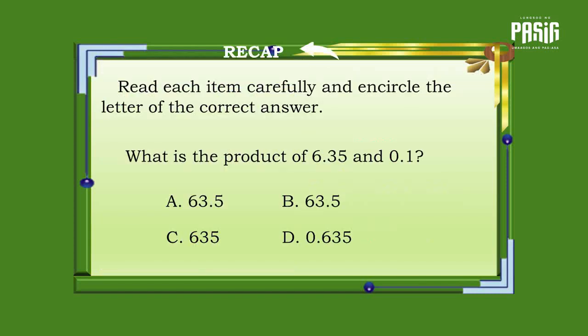Now let's proceed to our review. Read each item carefully and encircle the letter of the correct answer. Question number 1. What is the product of 6 and 35 hundredths and 1/10? And here are your choices. I'll give you 5 seconds to answer. Okay, your time is up. The answer is letter D.